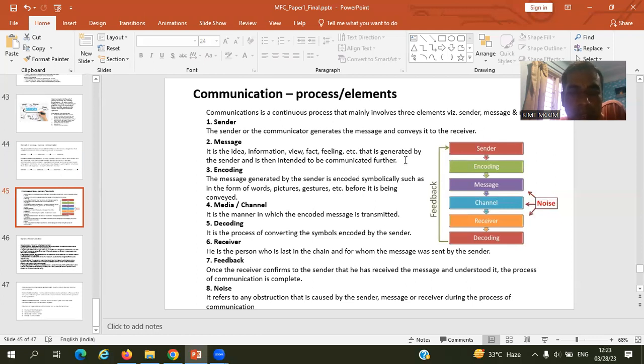So message is what? In the earlier example, you are thirsty. So you are asking for a glass of water. The message is the glass of water, what you are speaking. So message could be anything. It could be a text, it could be an information, it could be an idea, view, fact, feeling, or whatever. What the sender is sending is a message.